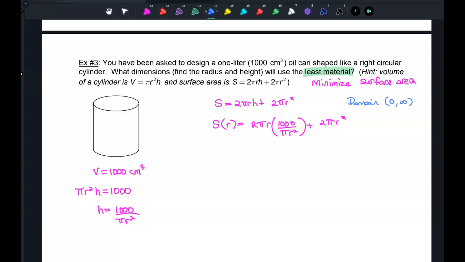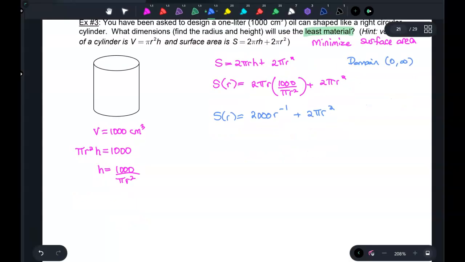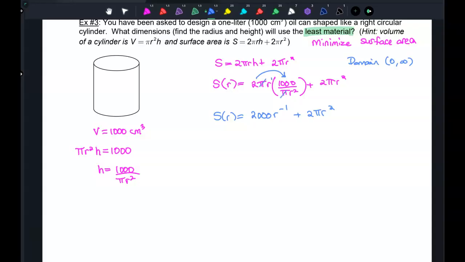Okay, what do we have here? We have 2,000. I'm going to write this as 2,000 r to the negative 1 plus 2 pi r squared, just to make it easier to do the derivative. You don't want to do a quotient rule or anything like that. How did I do that? I multiplied 2 by the 1,000. I canceled out the pi's. And this is r to the first, and there's an r squared. So instead of making it 2,000 over r, I just made it 2,000 r to the negative 1. Okay, now we do the derivative.